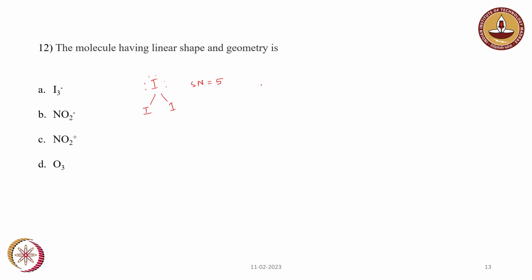And so we'll expect trigonal bipyramidal geometry. So 3 lone pairs on the equatorial position, and two bonds formed on the axis. So it's a linear geometry. No, geometry is TBP, trigonal bipyramidal, and shape is linear.